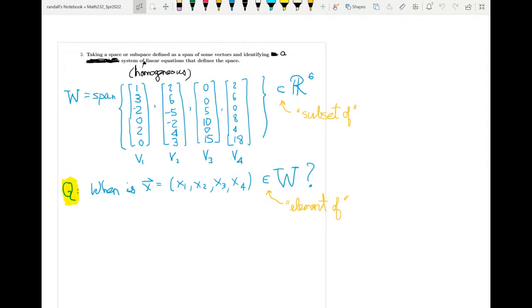So I've given 4 vectors in R6. So the question of identifying the subspace is this one I've reworded here. When is a vector in the subspace? Sorry, I don't mean that. How about this one? When is an arbitrary vector in R4? Sorry, that should be R6. So let me just stretch that out a little bit.